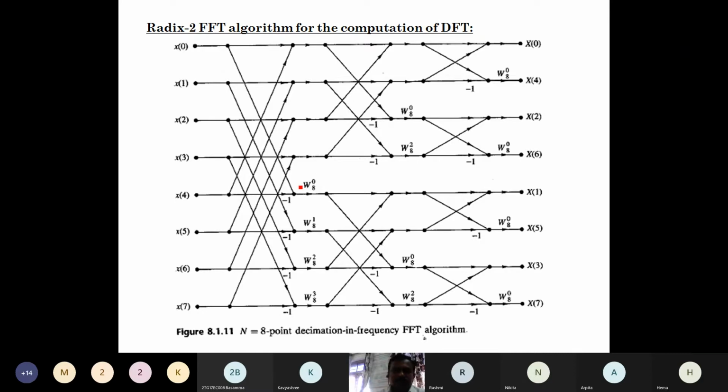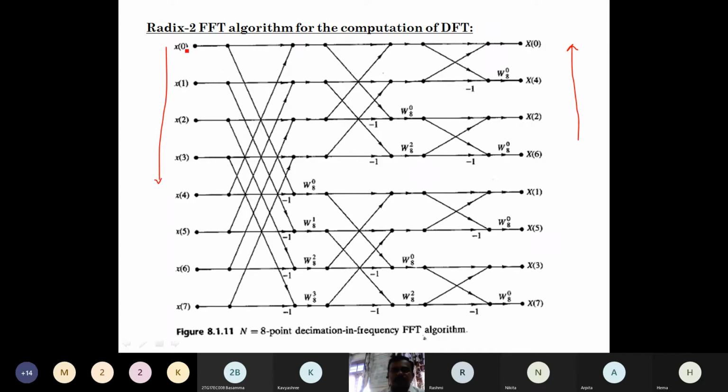Now, the decimation in time and decimation in frequency. In DIF the input is in sequential order and the output will be decimated. You can observe here that the input is in sequence order: x of 0, x1, x2, x3. And the output is the binary inverted value of the input, the reverse of the binary.